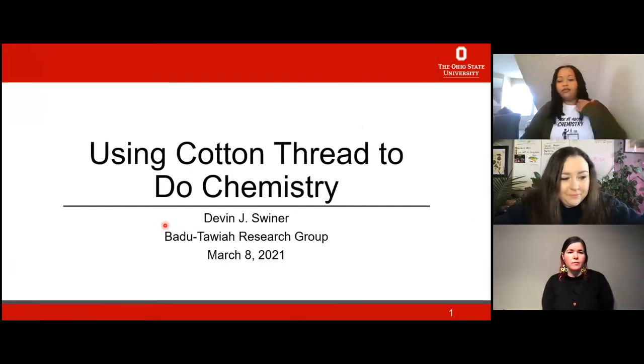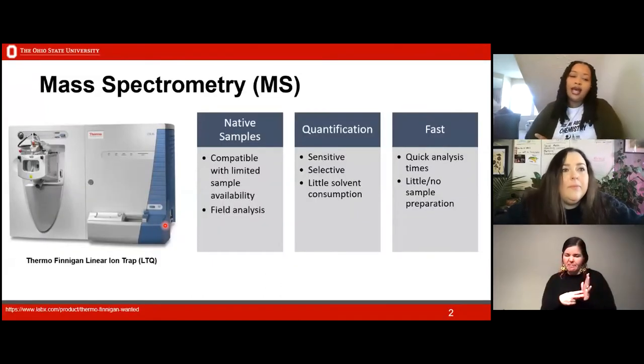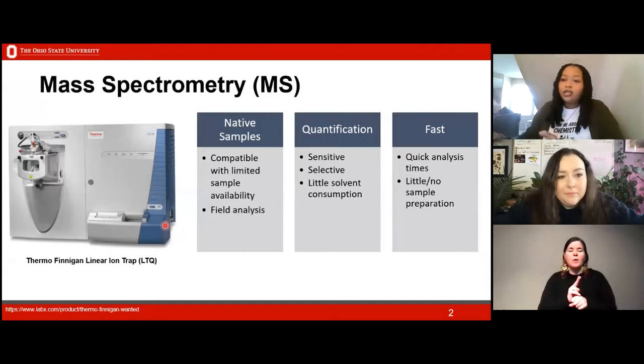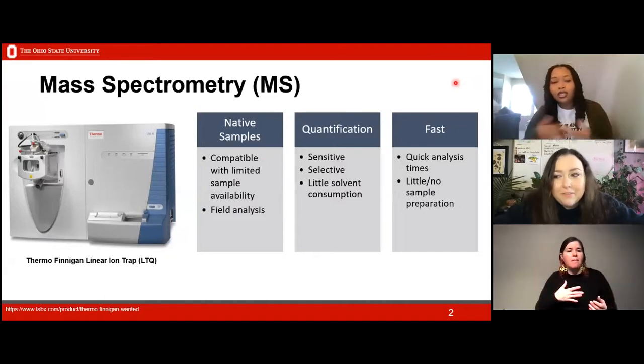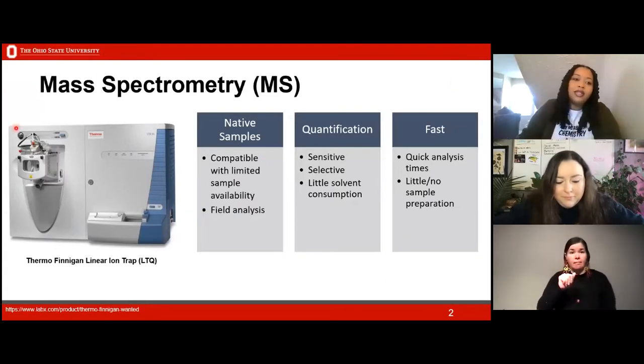Okay, so I'm an analytical chemist, and what that really means is that I use instrumentation. So I use fancy instruments that cost a lot of money to answer some kind of chemical question. More specifically, the instrument that I use is called mass spectrometry. So that's what this is.